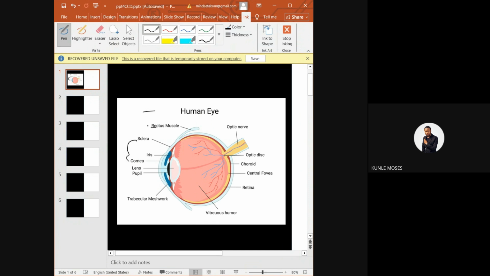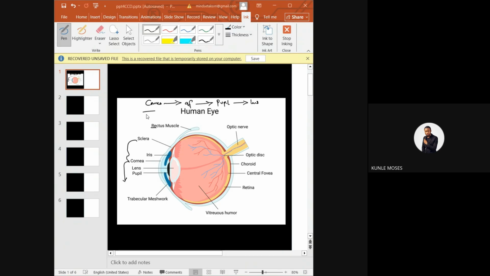So light will pass from the cornea, it will move to the aqueous fluid, then the pupil, then the lens. This is how light moves. They can ask you how light moves: from cornea to aqueous fluid, from aqueous fluid to the pupil, and from the pupil to the lens. Now, the major function of the cornea is that it allows light to enter into the eye.